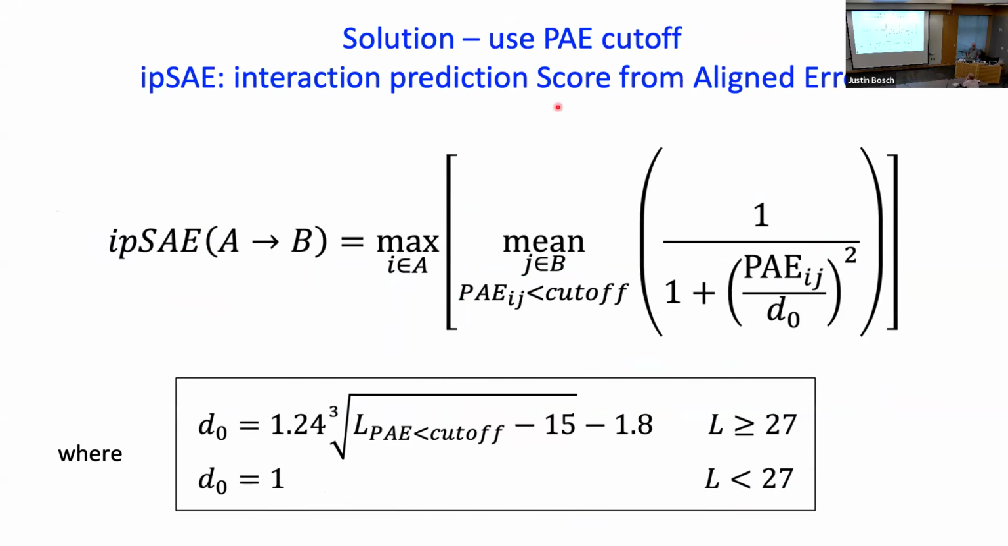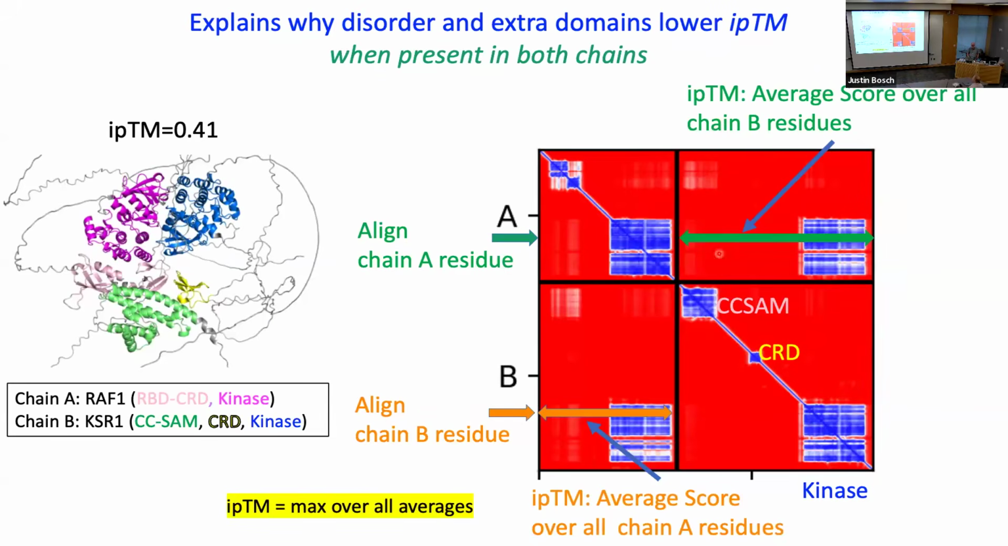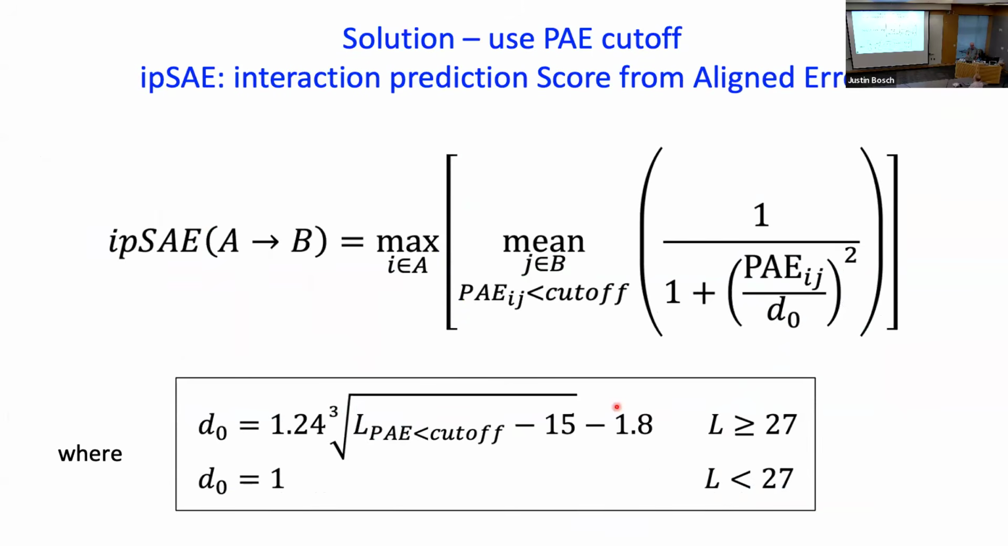So the way to solve it is, what if I only take the part of this off-diagonal rectangle and put a cutoff on the PAE? I'm only going to look at the parts of that rectangle where the PAE is better than 10 angstroms, which is pretty generous. That's like several amino acids. It's not a very stringent cutoff. But I evaluate the ipTM expression just over those residues.